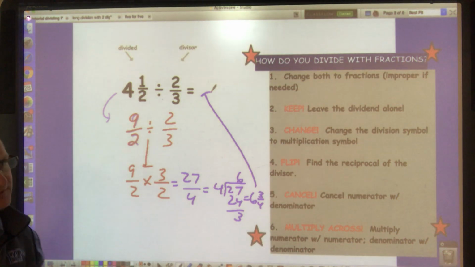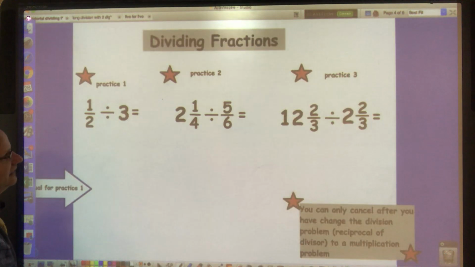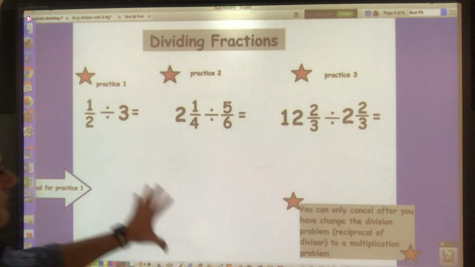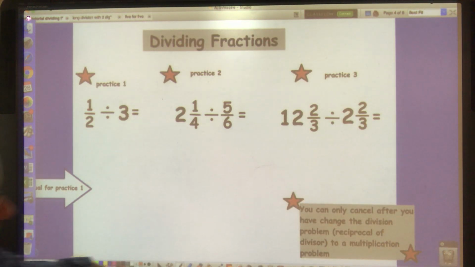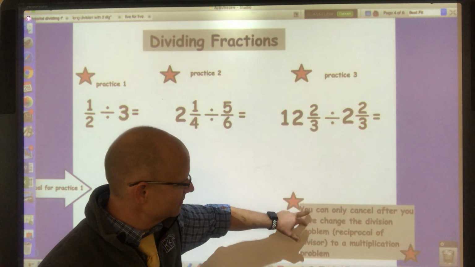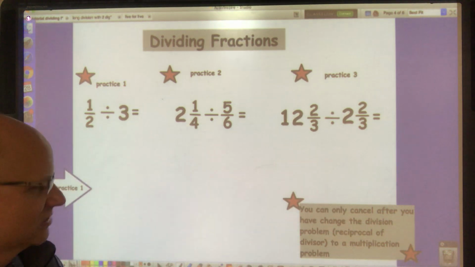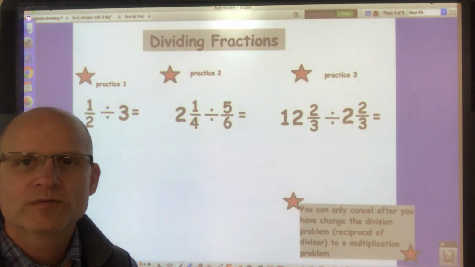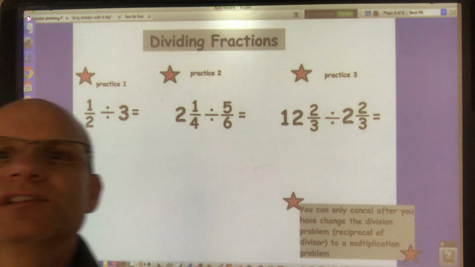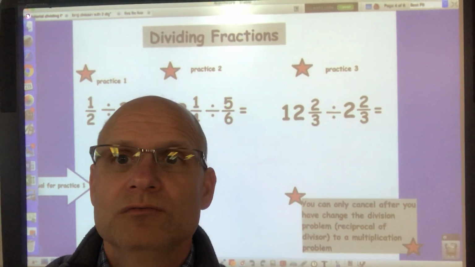I know, you can't even ask the question right now if you wanted to. But anyway, what I'd like for you to do is press pause and solve these 3 problems. We'll go over them in class. I also say something down here that I just mentioned in the last slide: you can only cancel after you've changed the division problem to a multiplication problem. Hope you guys enjoy this lesson, and I will see you all tomorrow.